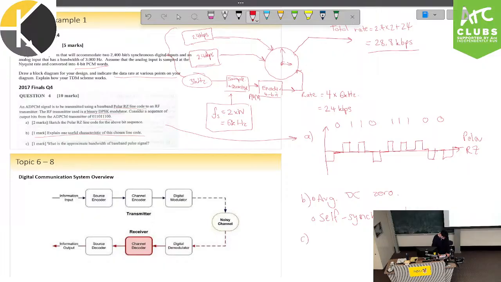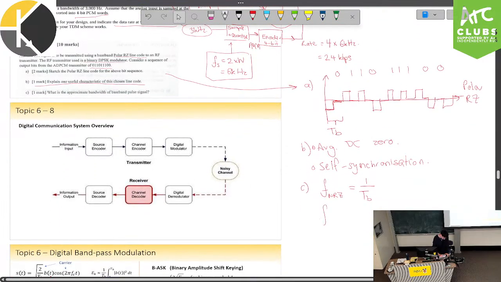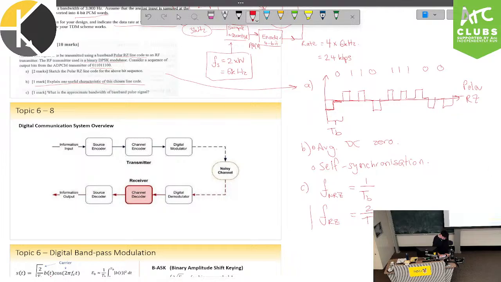All right, and C. What is the approximate bandwidth of this baseband pulse signal? So if we consider a bit period of TB, we have a change in the output every half TB. So we need to be sampling at twice that rate. So if our original frequency for a non-return to 0 line code is given by 1 on TB, then our frequency for return to 0 would have to be twice that. So that is given by 2 on TB. And that is our approximate bandwidth.